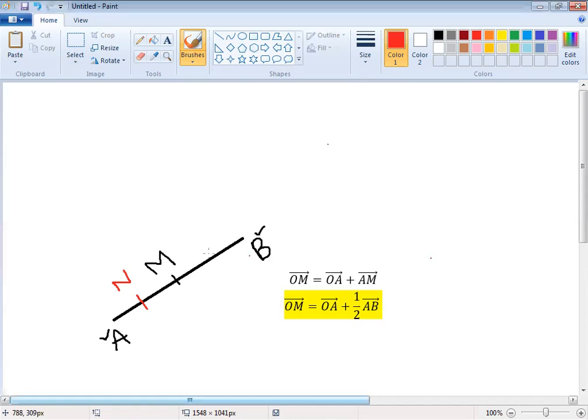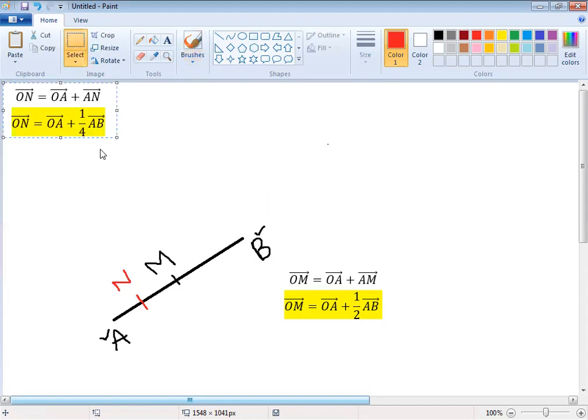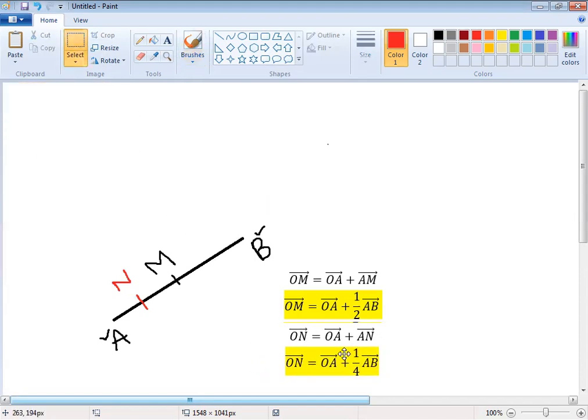Okay, now what if I tell you that N is a midpoint of AM? Now, if I want you to find the coordinates of N, can I do it this way? ON is OA plus AN, and in place of AN, I can write just a quarter of AB. Agree?